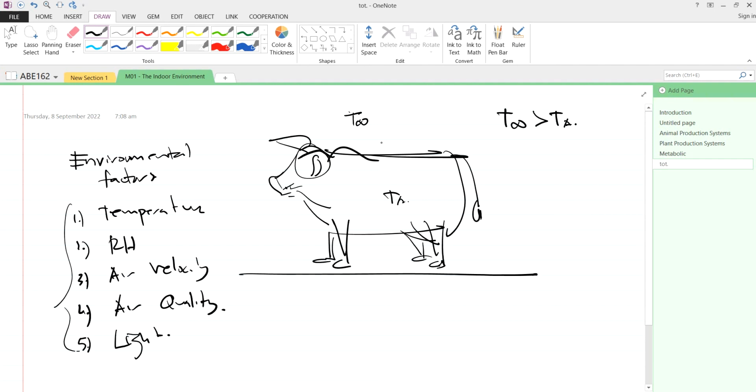the flow of heat will be from the air, because heat flows from higher temperature to lower temperature. If the air temperature is lower than the animal temperature, then the flow of heat will be in the opposite direction. So it directly affects the heat loss, or the sensible heat, because there is a change in the temperature, and of course it will also affect the moisture production at higher temperature. So temperature directly affects the heat losses.